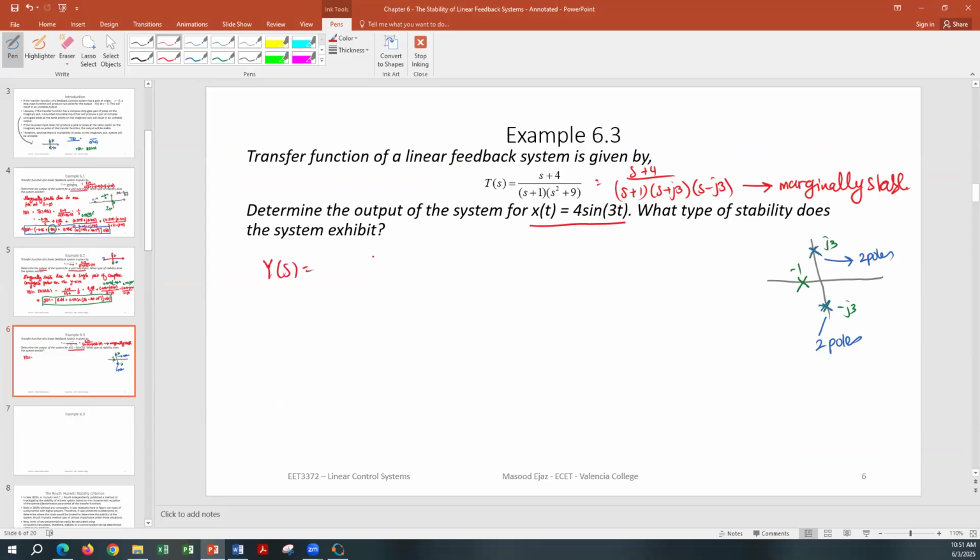So Y of s is P of s times X of s. And then 4 sine omega t, as we discussed, is 4 times 3 over s squared plus 9. Sine 3t is 3 over s squared plus 3 squared. So 12 s plus 4.